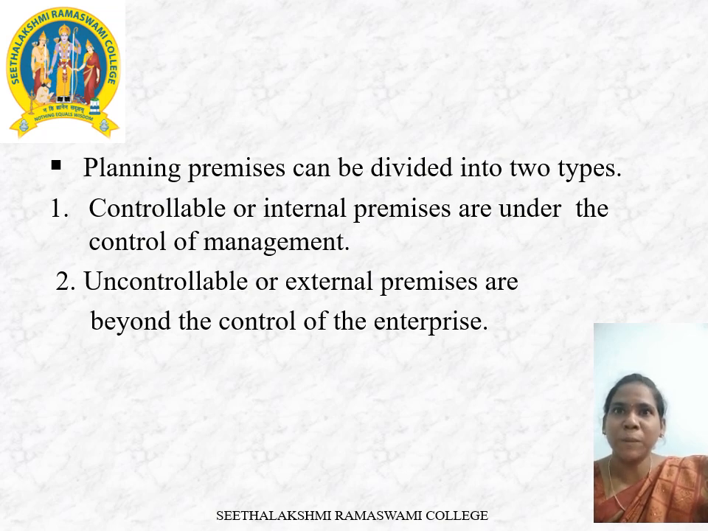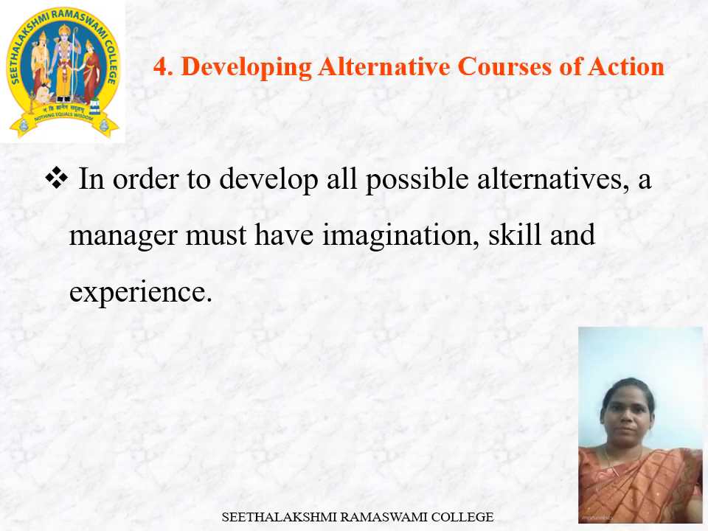First one, controllable premises are under the control of management. For example, resources, techniques and policies of the organization. Second one, uncontrollable premises are beyond the control of the enterprise. For example, population, general economic conditions and government policies, etc.